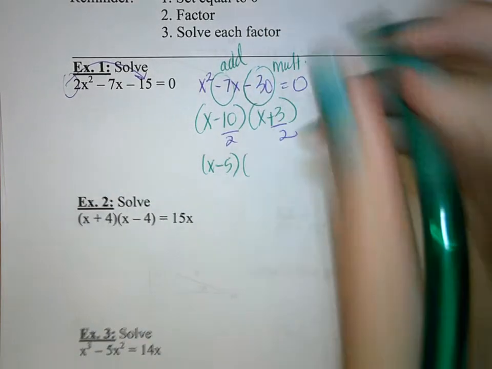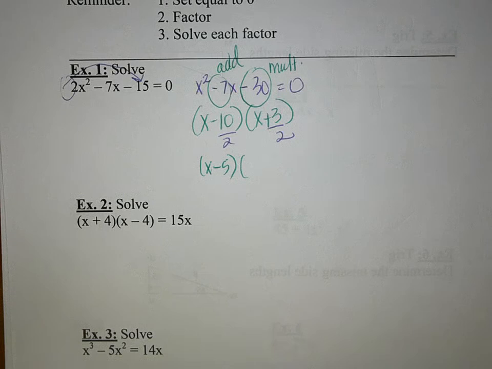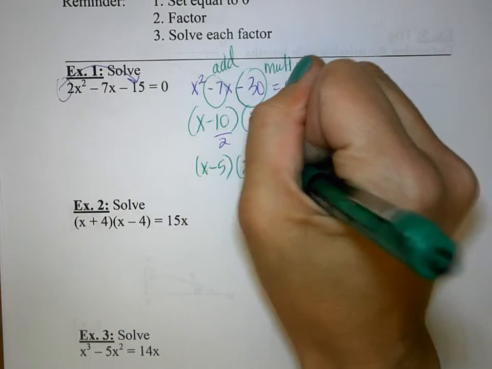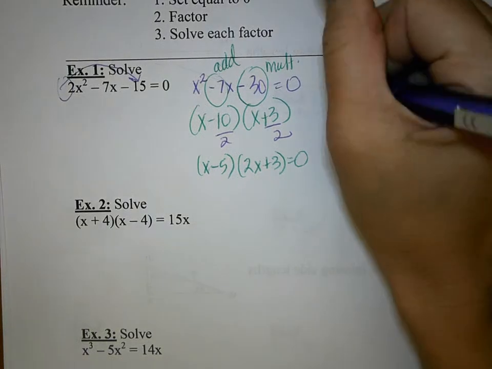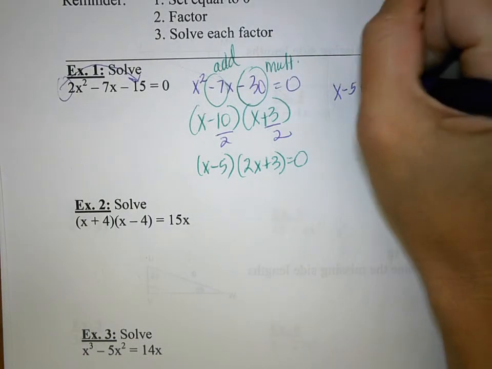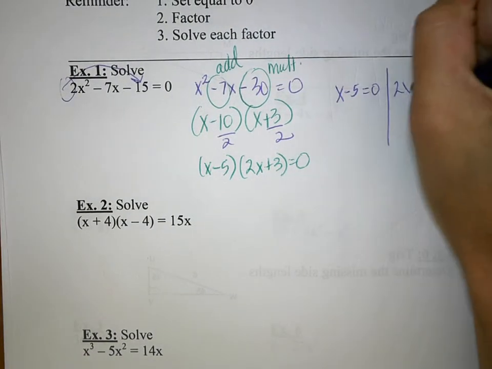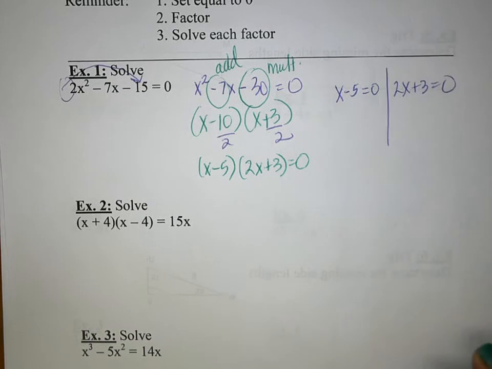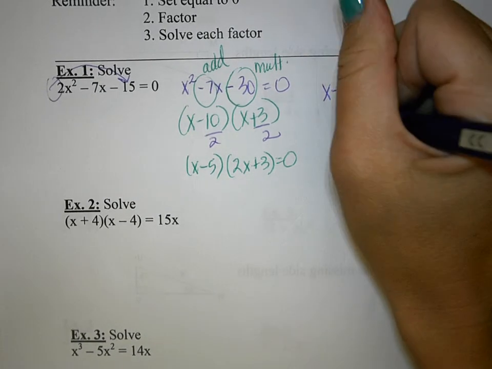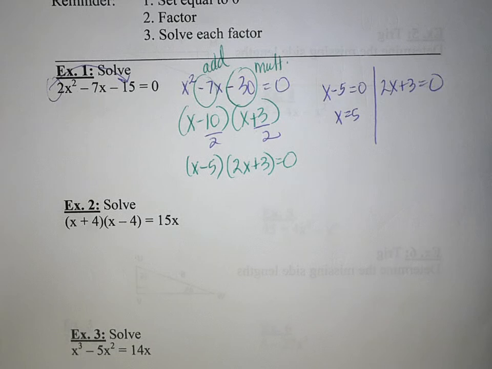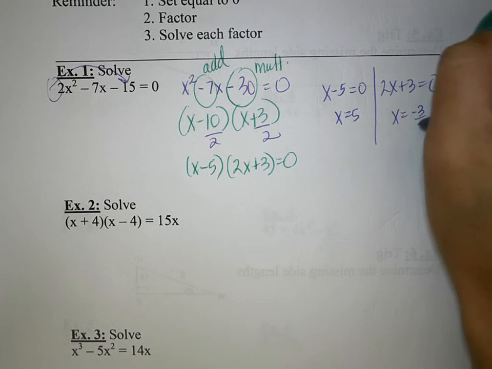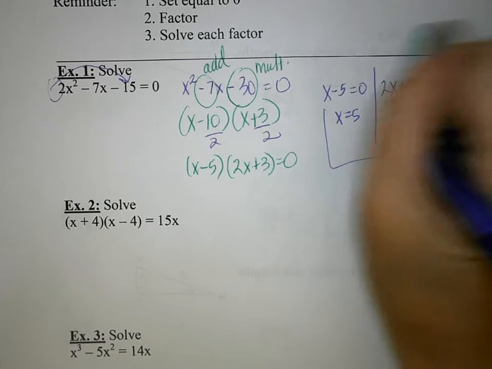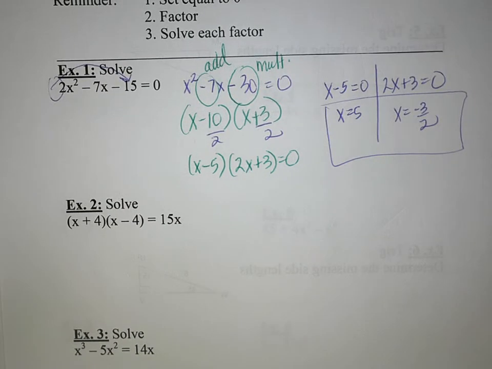And then over here, since this doesn't reduce, what do I do? 2x plus 3. Good. You bring your bottoms up and we get 2x plus 3. Okay, and then your last step is to set each of the factors equal to 0. So x minus 5 equals 0, 2x plus 3 equals 0, and we end up getting x equals 5. Do I need to work this out? And this is going to be x equals negative 3 over 2. And there are your two answers.